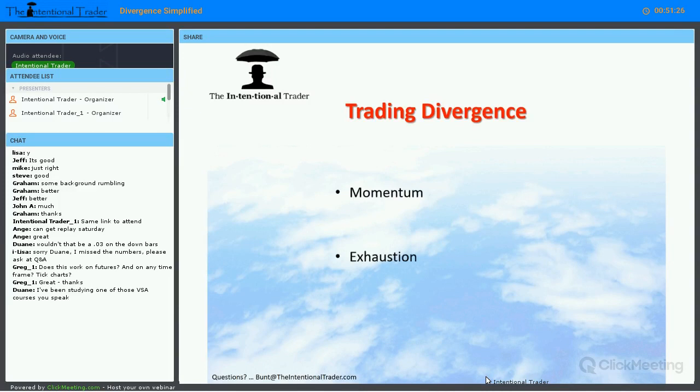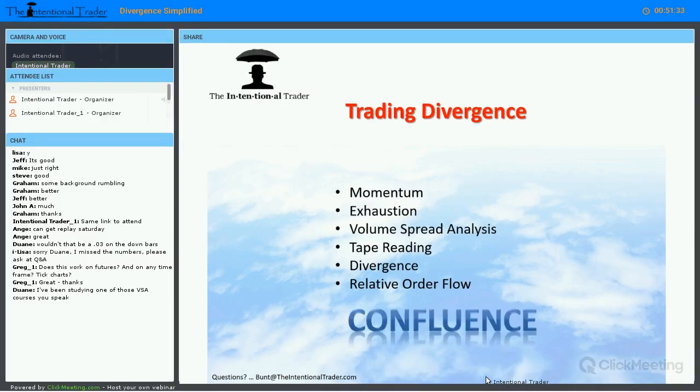We use momentum and exhaustion, the volume spread analysis, tape reading, divergence. We're looking at relative order flow, but what we're really looking at is a confluence of all of these things or many of these things. I think we can all agree that each one of these in and of themselves, many people have created entire trading systems around. But what we've done is we actually combine them and only take the best of the best. Okay?